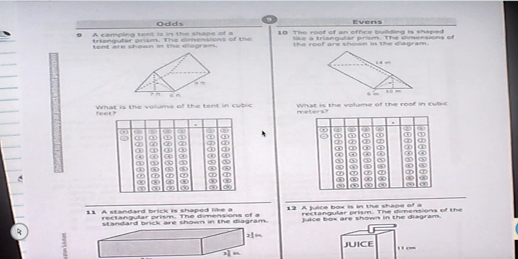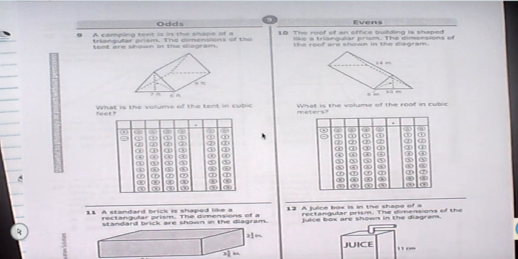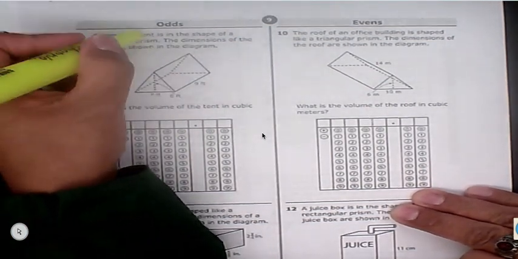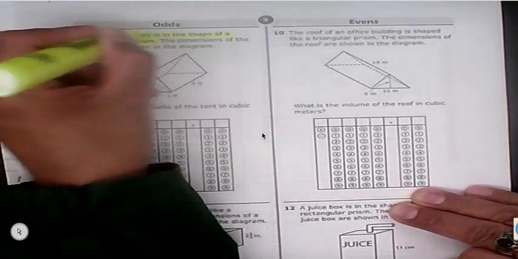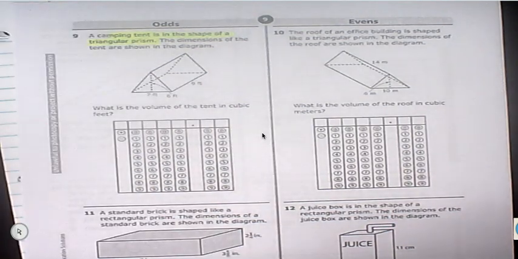Number 9, a camping tent is in the shape of a triangular prism. The dimensions of the tent are in the diagram. This is a triangular prism. What is the volume of the tent?